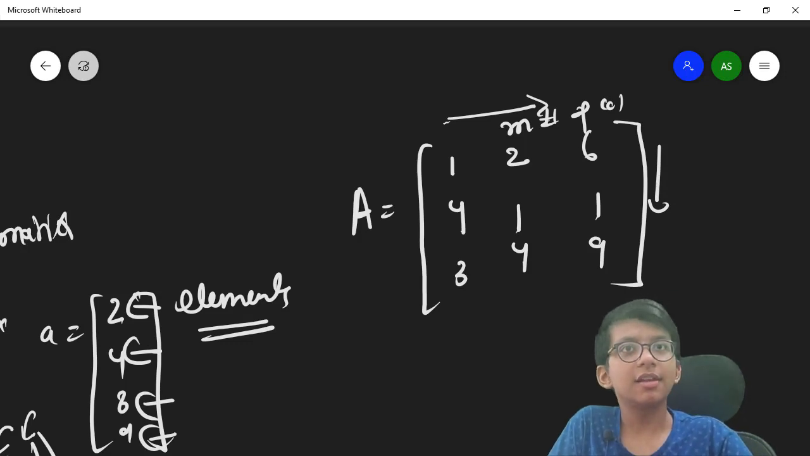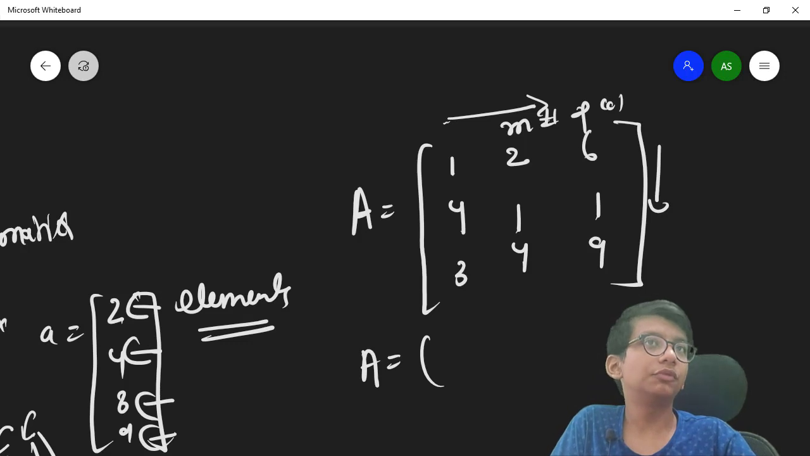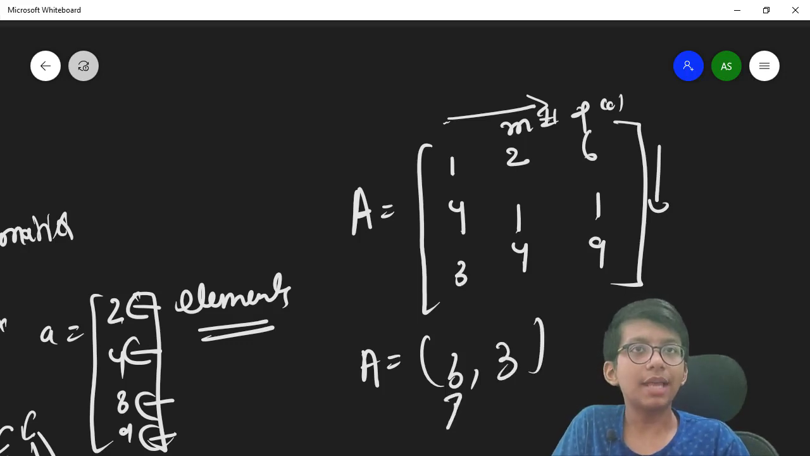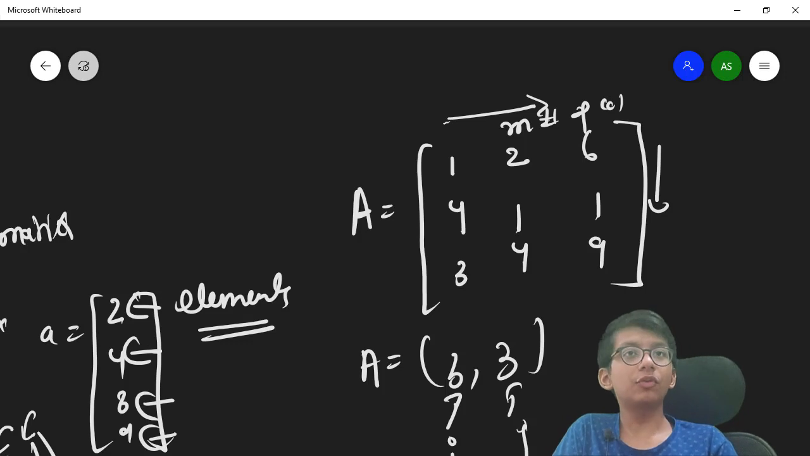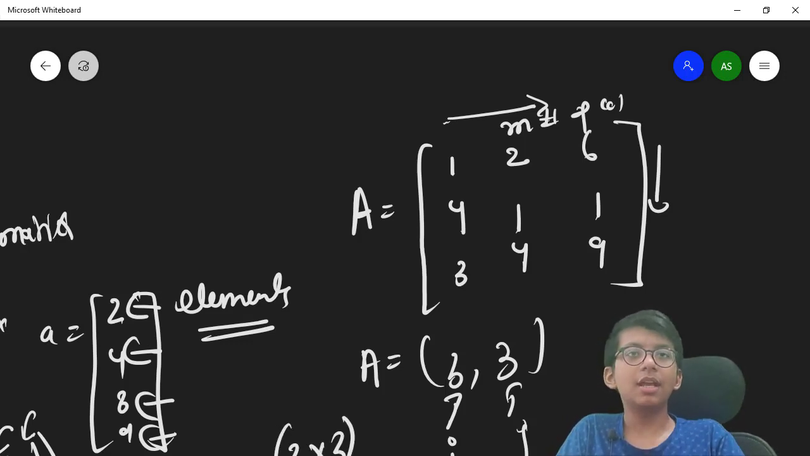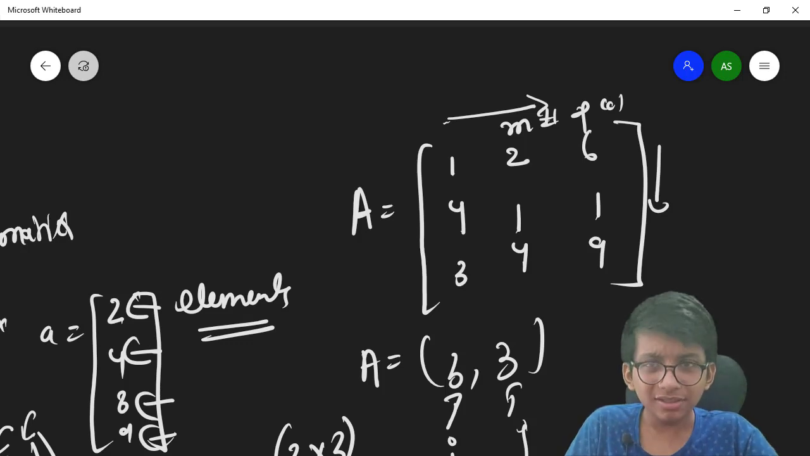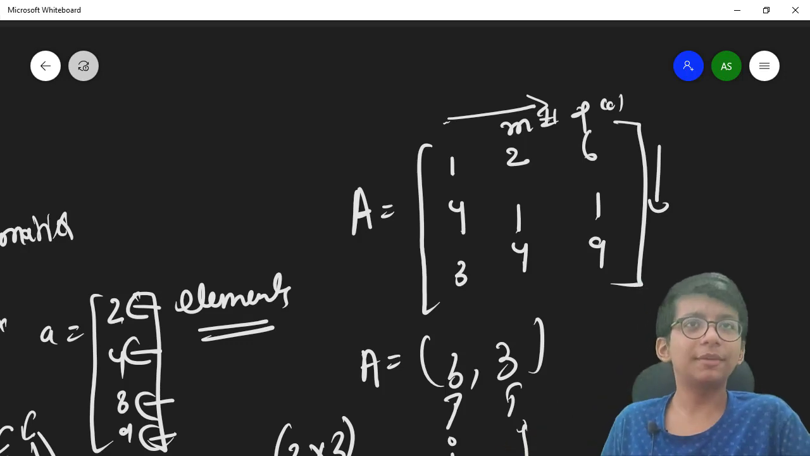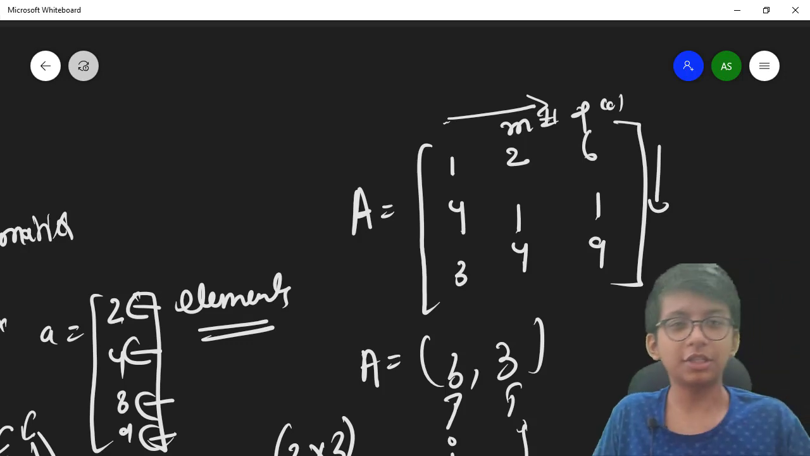So the shape of this matrix A: we have 3 rows and we have 3 columns. We usually denote rows as i and the columns as j. So we have a 3 by 3 matrix. This is what a matrix is, and I hope that you are understanding what I'm trying to say here.